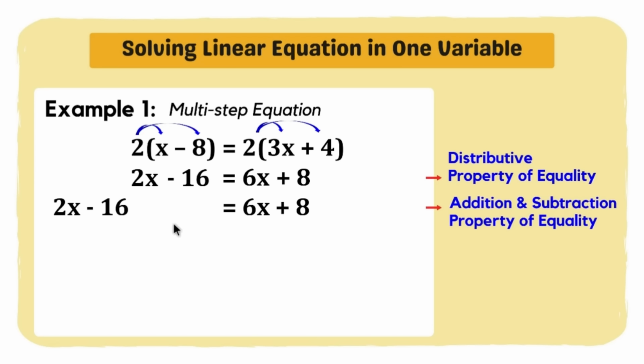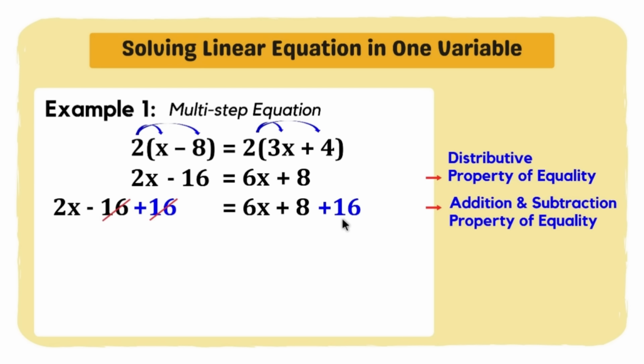Okay, by segregate natin or ilipat natin yung mga variables sa isang side and then sa isang sides naman yung mga constant. Okay, so we have here 2x. Kailangan nating matanggal si negative 16 dito. Okay, para ang mapuntahan niya is dito sa left side. Parang ililipat lang natin. So we use addition property of equality. Negative 16 plus 16. Okay, magiging 0 na yan. And then mag-add din tayo syempre dito sa kabila.